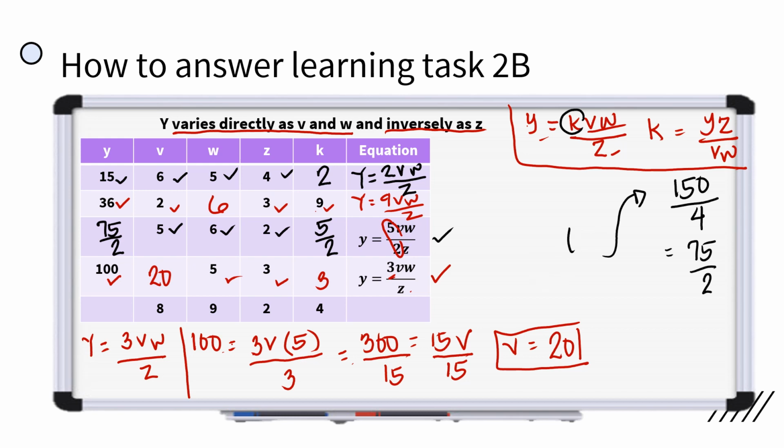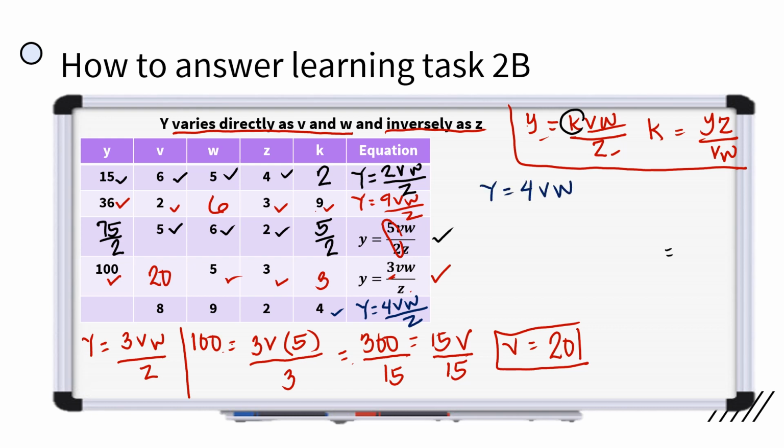So, ito na lang burahin natin para may space. So, for the last one, we already have the value of your constant, which is 4. Pwede natin ulit sulat. So, y is equal to 4vw over z. Kasi ayun na, given na. 4 daw yung constant. Then, we rewrite the equation. Y is equal to 4vw over z.